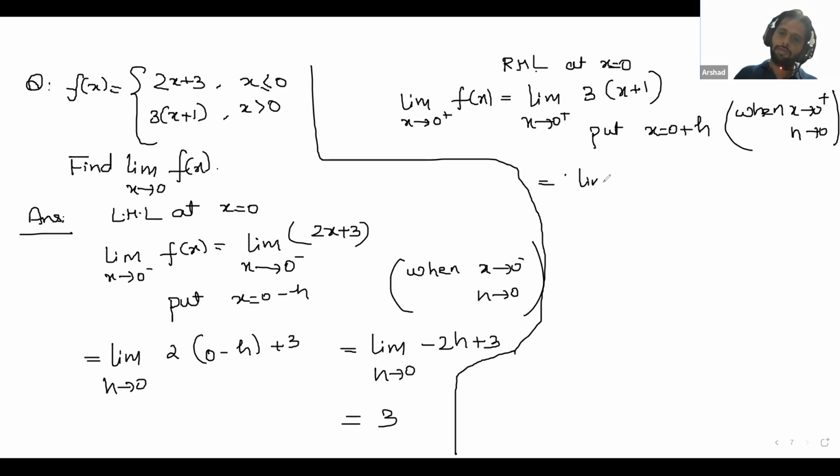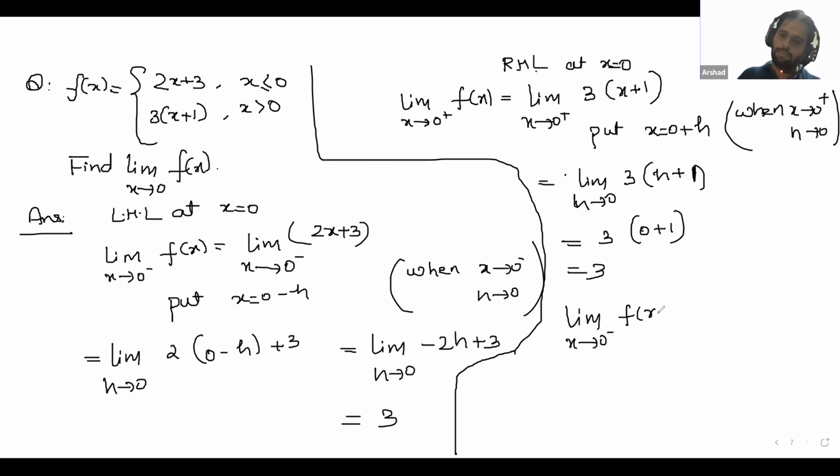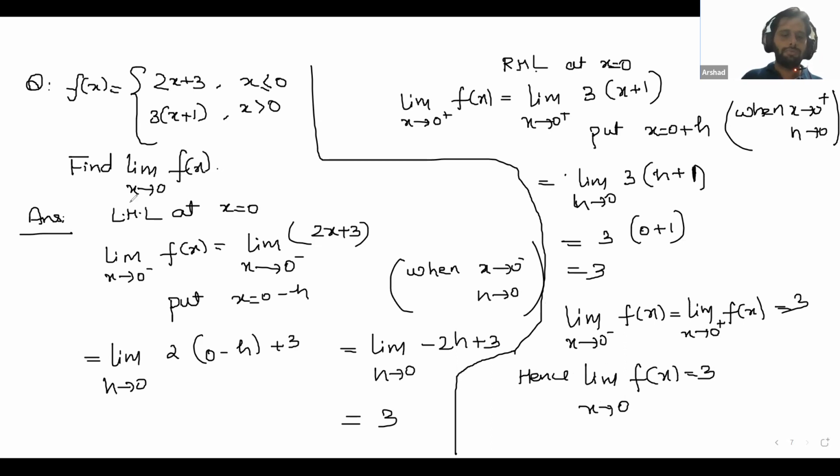So here you will get limit h tends to 0, and here you will get 3 in place of x, 3h plus 1. Okay, 0 plus h, so I've written h only. Now put this limit. So what you will get, 3 into 0 plus 1. So this is equal to 3. So we can say that limit x tends to 0 minus is equal to limit x tends to 0 plus is equal to 3. Hence, the value of the limit x tends to 0, f(x) is 3. Okay. So I hope this is clear to everyone. Please note down this.